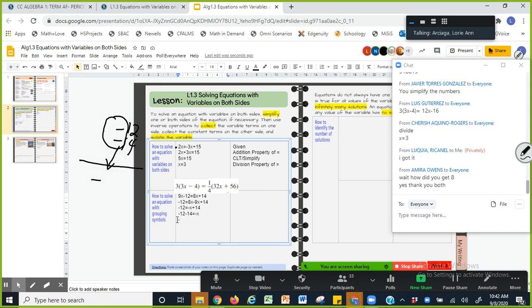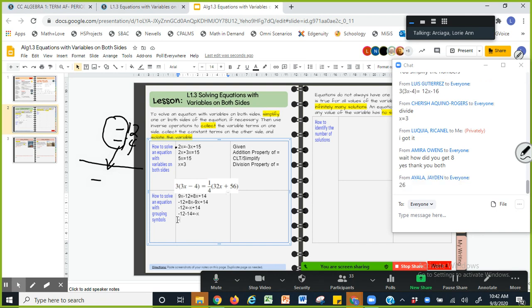Let's do that again. So let's add 12 and 14 together. And what should we get? Jaden said 26. Do we agree with Jaden? Yep. Okay. So negative 26 is equal to negative x. Okay, thank you, Silly, for helping me with that. And Jaden, thank you for helping us get the combination of those two numbers.